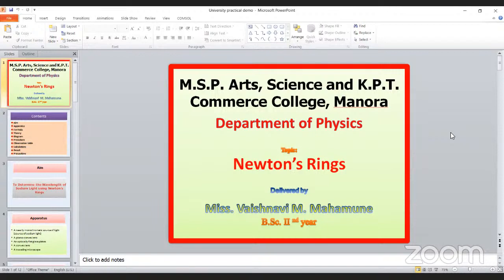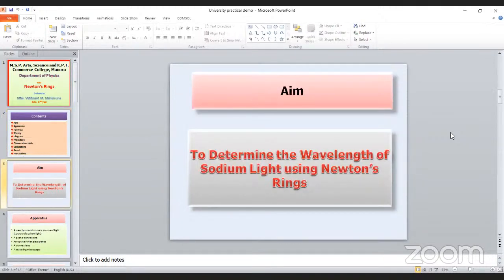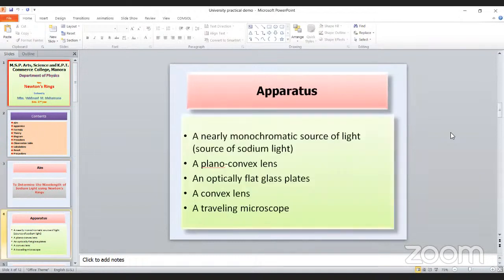about Newton's rings experiment. Firstly, our aim of this experiment is to determine the wavelength of sodium light using Newton's ring. Then the apparatus required for this experiment are a nearly monochromatic source of light, which is a source of sodium light, a plano-convex lens, and optically flat glass plates, then a convex lens, and a traveling microscope.